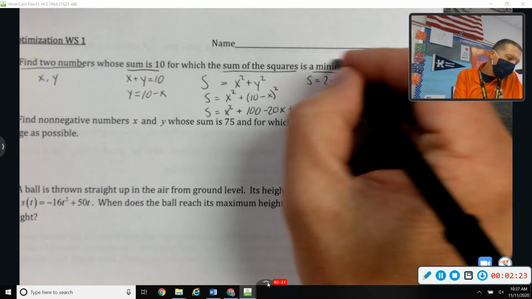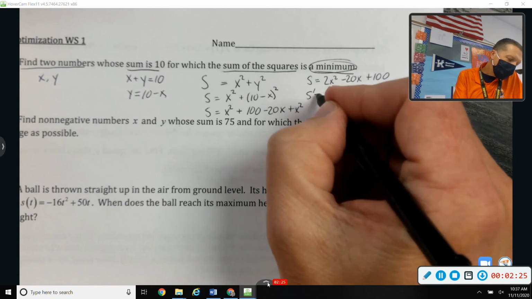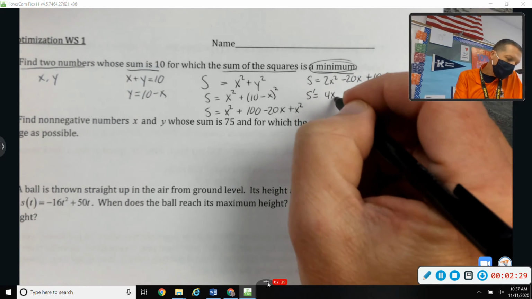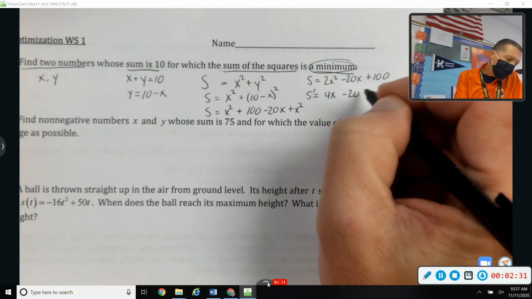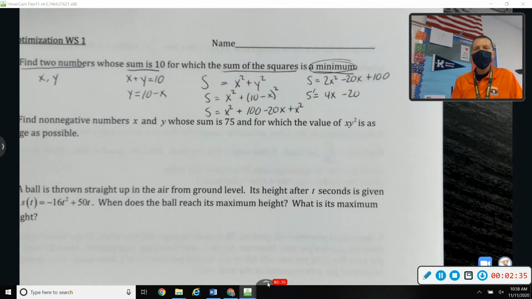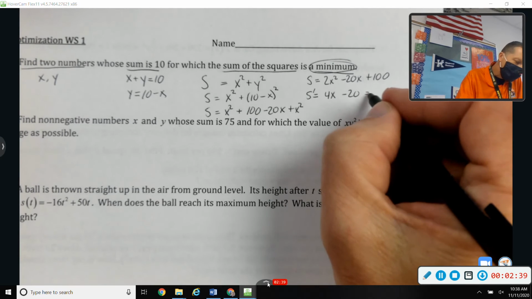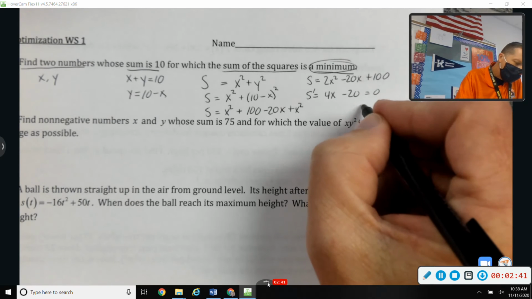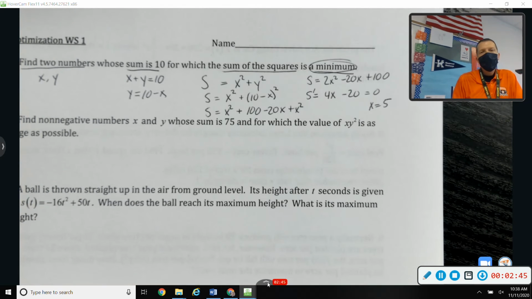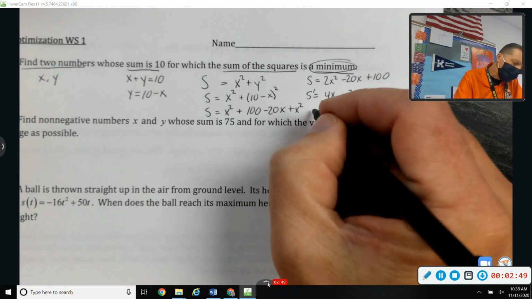Now if I want to minimize this, I need to take a derivative. So 4x minus 20, because the 100 goes away when we take its derivative. If we set that equal to 0, we get x equals 5. But we need to check to make sure that that is indeed a minimum.